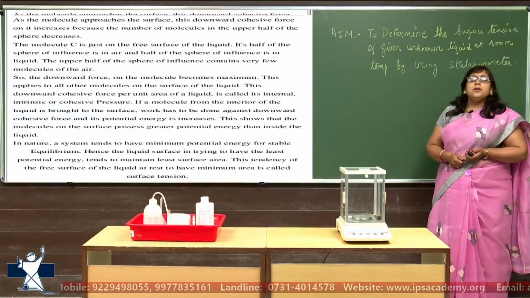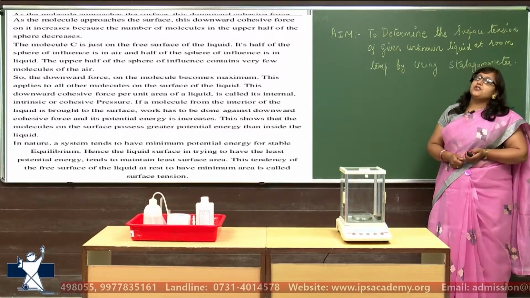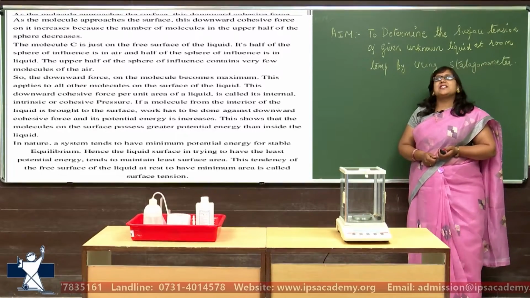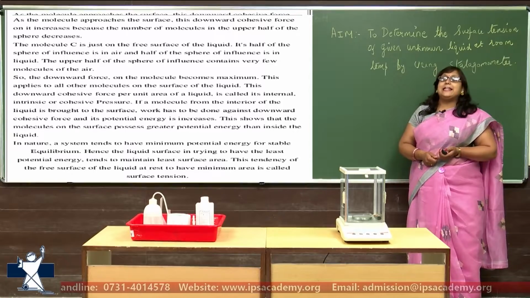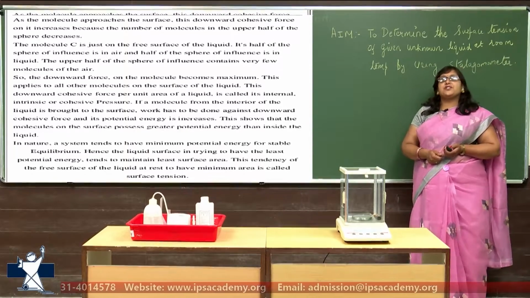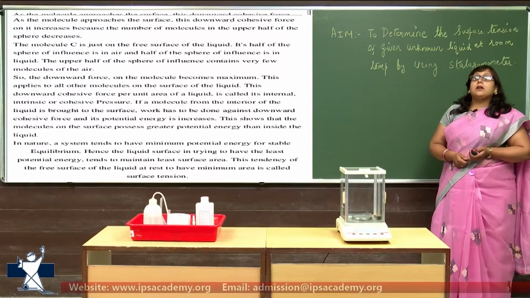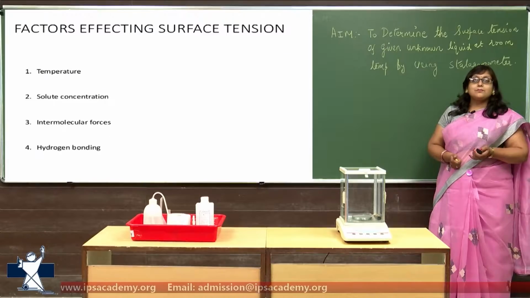In nature, a system tends to have minimum potential energy for stability at equilibrium. Hence the liquid surface tries to have the least potential energy, which tends to maintain the least surface area. This tendency of the free surface of a liquid at rest to have the minimum surface area is called its surface tension.